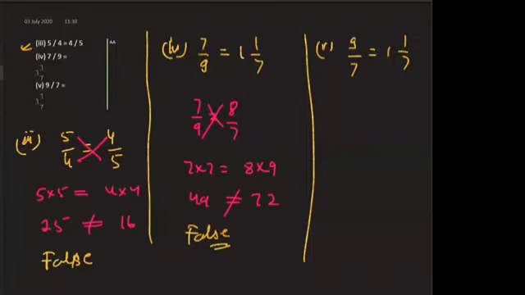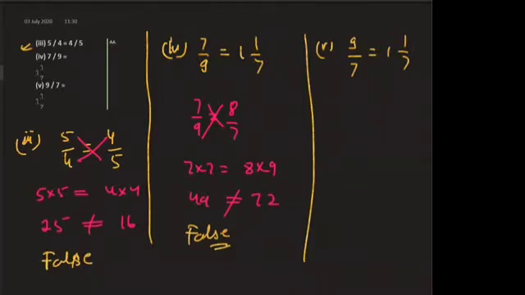In question 3, 5 upon 4 is equal to 4 upon 5. We have to check if they are equal to each other or not. So do cross multiply: 5 into 5 and 4 into 4. 5 into 5 is 25, 4 into 4 is 16. So 25 is not equal to 16. That's why we will say that this statement is false.